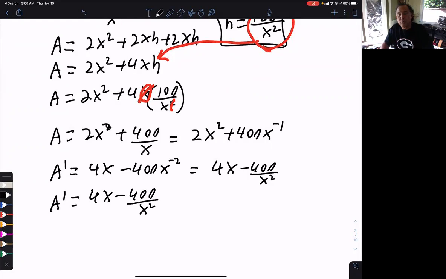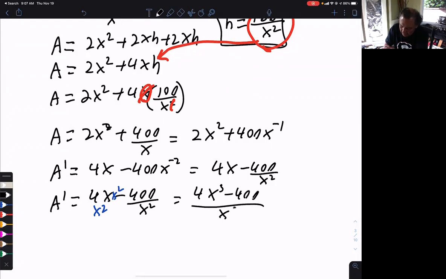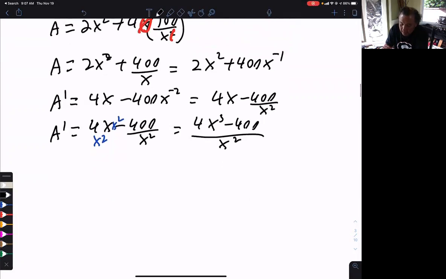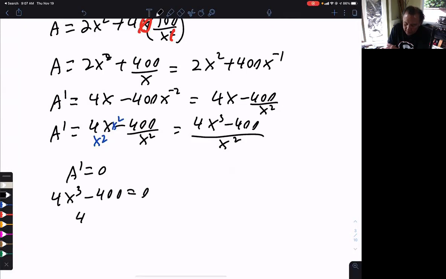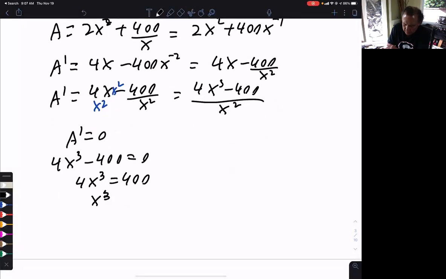I still have to find the critical points. Where is this 0 and where is this undefined? So I'm going to get a common denominator, x squared, by multiplying top and bottom by x squared. And that gets me 4x cubed minus 400 over x squared. And now I can find where the derivative equals 0. That's where the numerator equals 0. Add 400 to both sides. Divide both sides by 4. And cube root both sides.